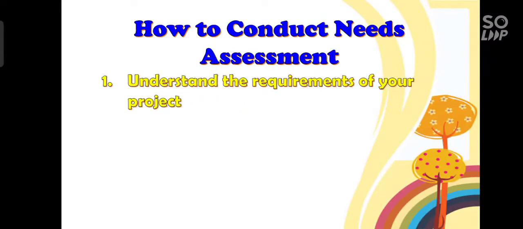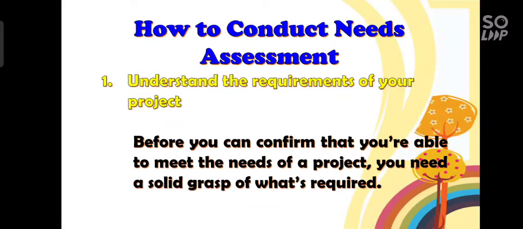First, understand the requirements of your project. Before you can confirm that you're able to meet the needs of a project, you need a solid grasp of what's required. So let us start by ensuring that you and your team are clear on the overall objective of the project, as that will give you important context. Surprisingly, only 55% of the people involved in the projects feel that element was clearly explained to them. This overarching goal should be emphasized in your project plan, so it's always top of mind.